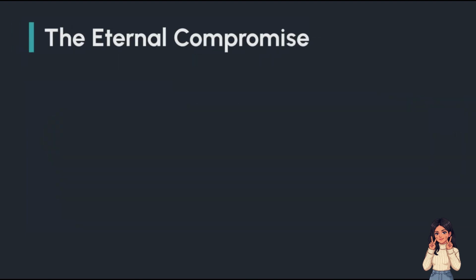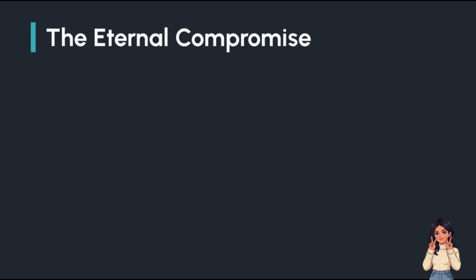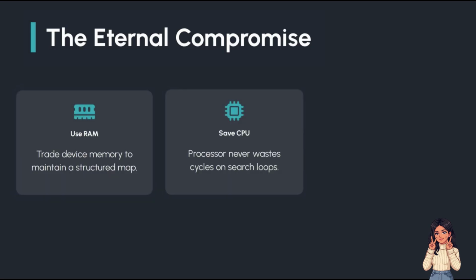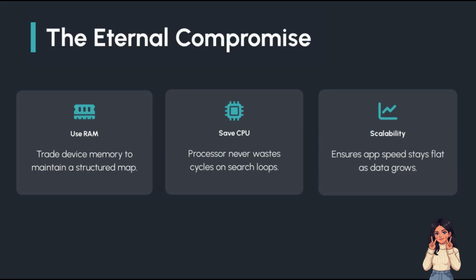Now, there is an eternal compromise here between time complexity and space complexity. Using a hash map is a deliberate trade-off. You are trading your device's memory to save CPU processing power. You are dedicating a small chunk of RAM to maintain this structured memory map so that your processor never has to waste cycles running repetitive search loops.